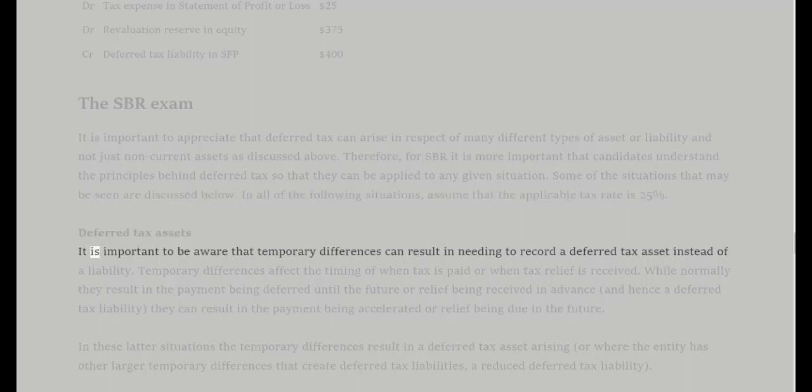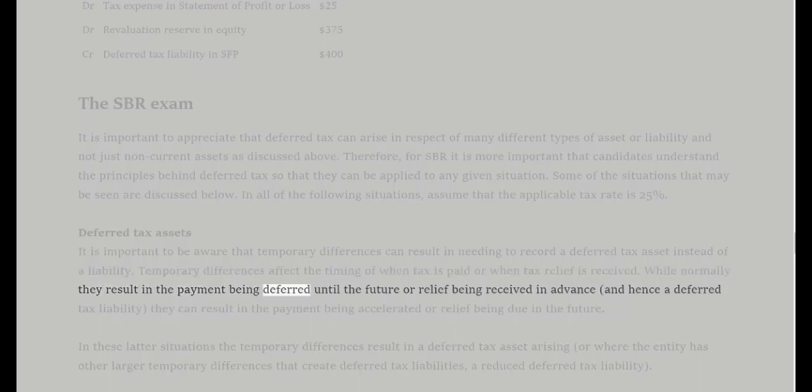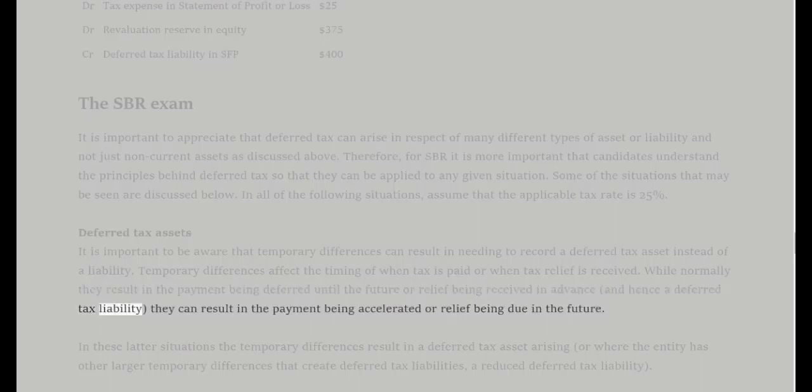Deferred tax assets. It is important to be aware that temporary differences can result in needing to record a deferred tax asset instead of a liability. Temporary differences affect the timing of when tax is paid or when tax relief is received. While normally they result in the payment being deferred until the future, or relief being received in advance, and hence a deferred tax liability, they can result in the payment being accelerated or relief being due in the future.